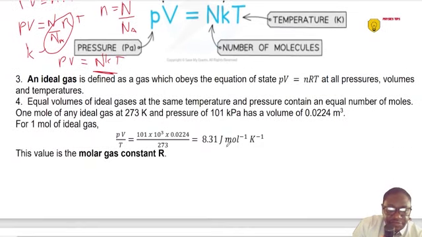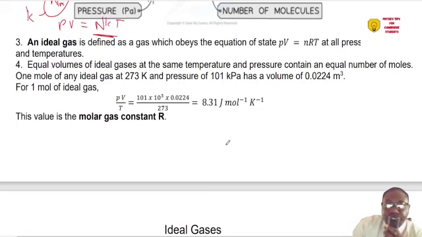Right, so I'm going to define an ideal gas as one that obeys the gas laws: Boyle's law, Charles' law, and the pressure law. When you combine all of them, it obeys PV over T is equal to a constant, or PV is equal to nRT, at all pressures, volumes, and temperatures. So equal volumes of ideal gases at the same temperature and pressure contain an equal number of moles. 1 mole of an ideal gas at 273 kelvins, that's 0 degrees Celsius, and pressure 101 kilopascals, that's 1 atmosphere, has a volume of 22.4 dm cubed. This is called the standard condition.